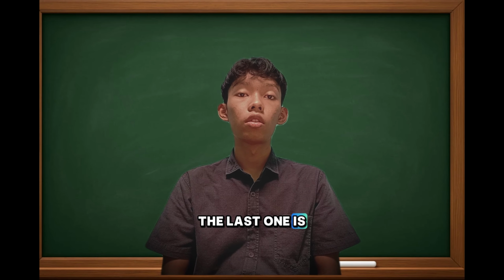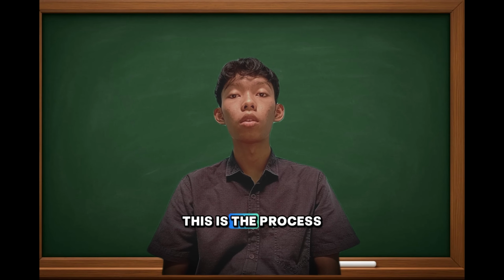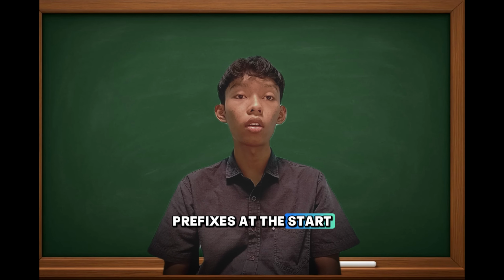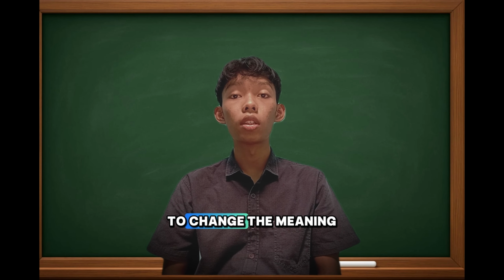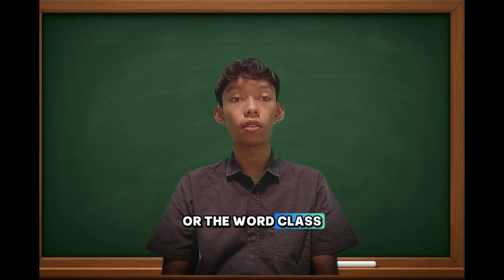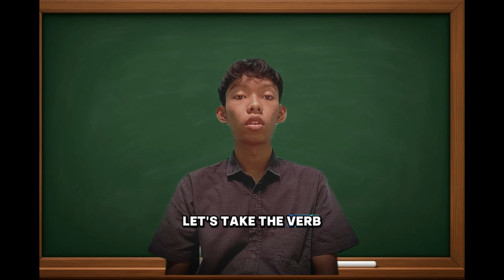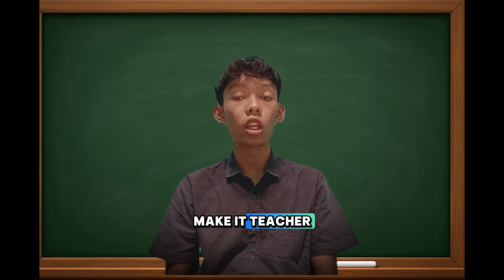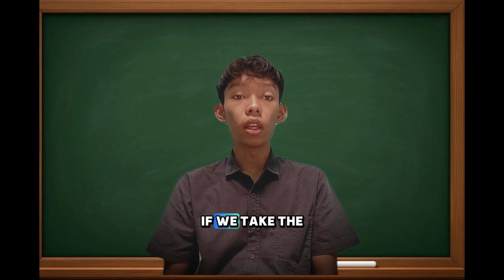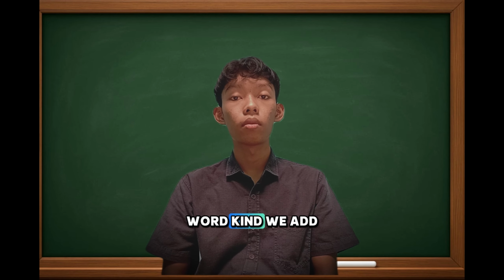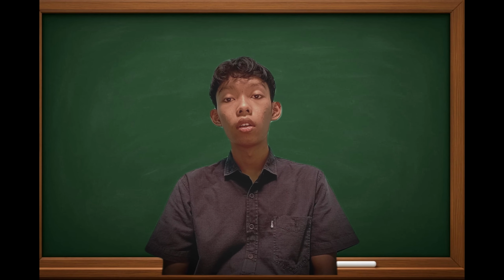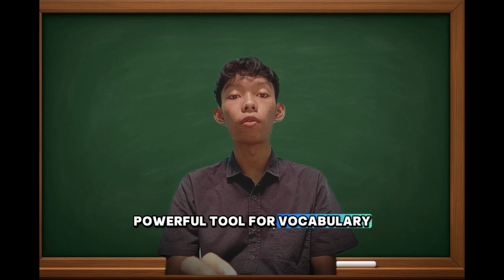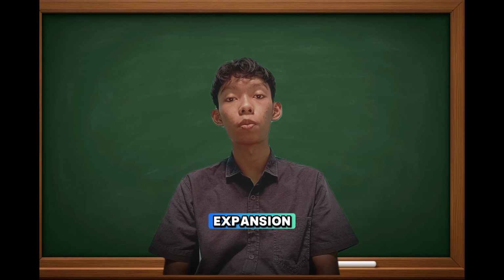The last one is derivation. This is the process of adding affixes, prefixes at the start, suffixes at the end, to change the meaning or the word class. Let's take the verb teach. We add the suffix -er to make it teacher. If we take the word kind, we add un- to get unkind. This is the most powerful tool for vocabulary expansion.